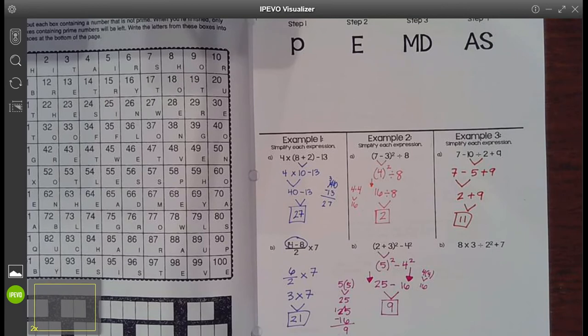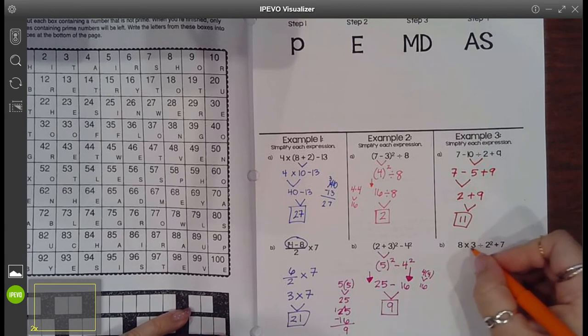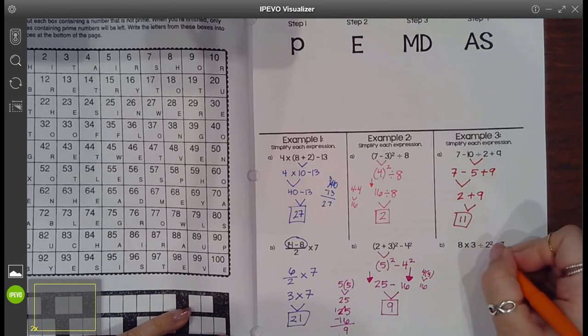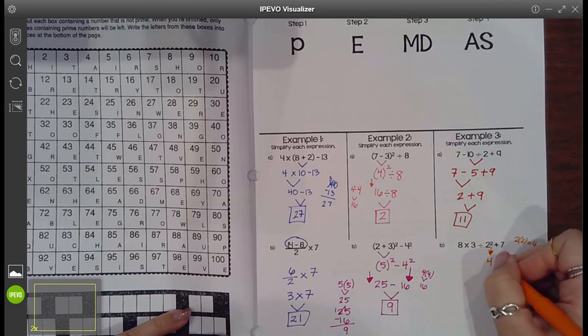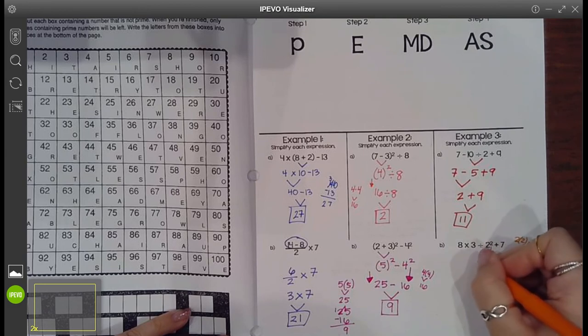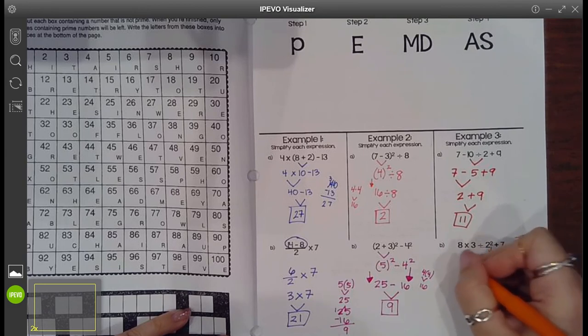All right, and our final question. Okay, any parentheses? No. Any exponents? Yes. 2 to the second power is 2 times 2, and 2 times 2 is 4. Okay, but bring down the plus 7, that divided by 3 times an 8.